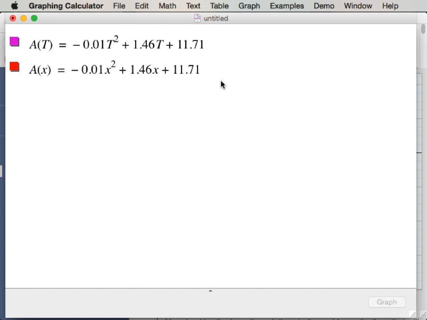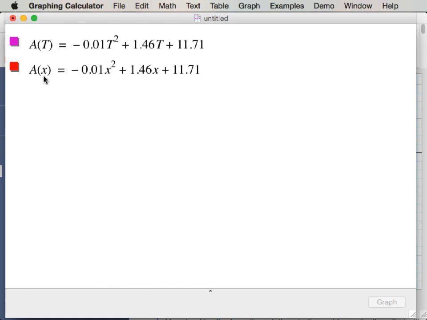X is reserved in GC to be the x-axis. And capital T is called a free parameter, a free variable. You can just introduce it and use it at your leisure, except when you're defining functions. When you define functions, you can put anything in there as the dummy variable. So as soon as I put in this x as the dummy variable, in that command line, x lost its meaning as the x-axis, and it just became a dummy variable.